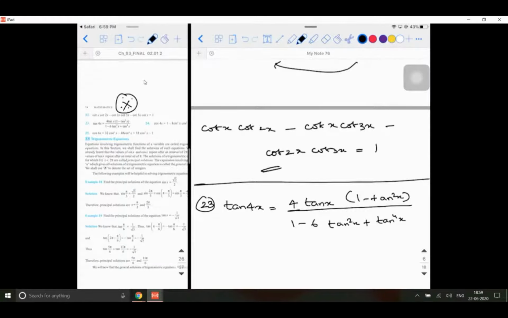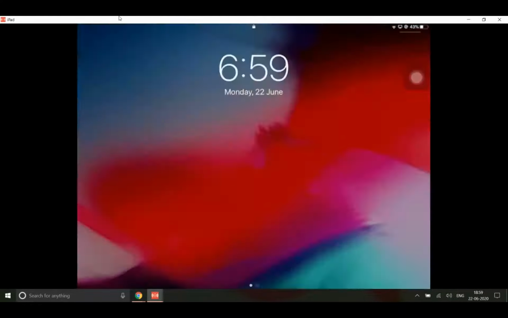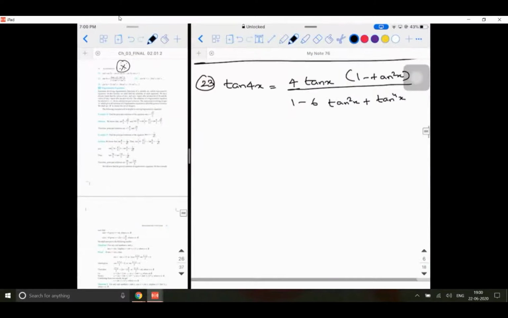See, when I asked you to prove tan 2x, what did you do? You considered what? So tan 4x we can split as tan of 2x plus 2x. That also you can do. Or you can write it as 3x plus x, your wish. Okay, I'll proceed in the way you told, taking it as 2x plus 2x. So I will take it like this.